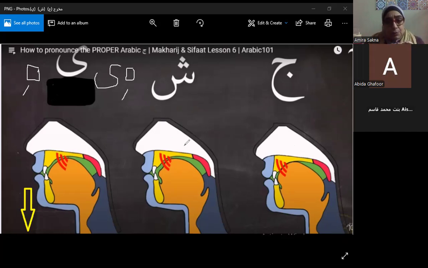While with sheen and with ya, the middle part of the tongue is also raised toward the hard palate. Same here and here. But we leave a distance in between to allow the voice to run through. That's why both sheen and ya are loose letters, harfun rakh. Loose letters, the sound is running. So sheen and ya are the same. The difference between sheen and ya is that with ya, the lower jaw will be lowered.